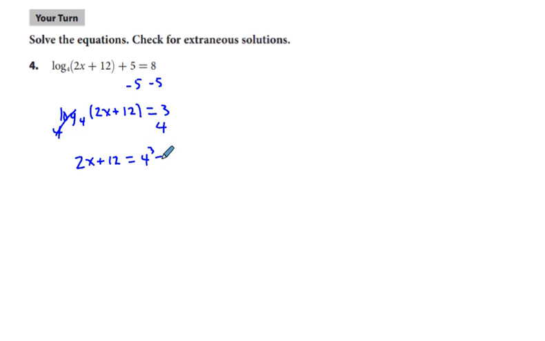Well, 4 to the third power is going to be 4 times 4 times 4. 4 times 4 is 16, times 4 is 64. And so if we subtract 12 from both sides of the equation, we get 2x equals 64 minus 12, or 52. And dividing by 2, we get x is equal to 26.